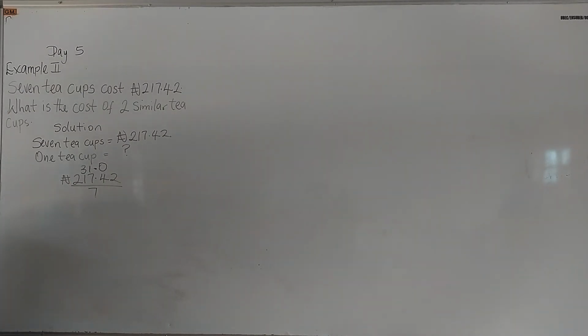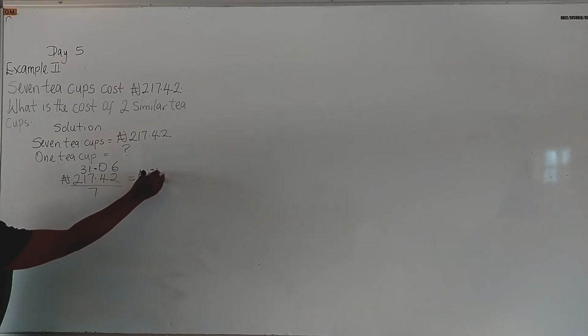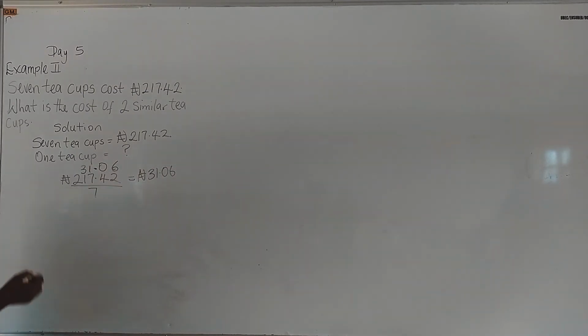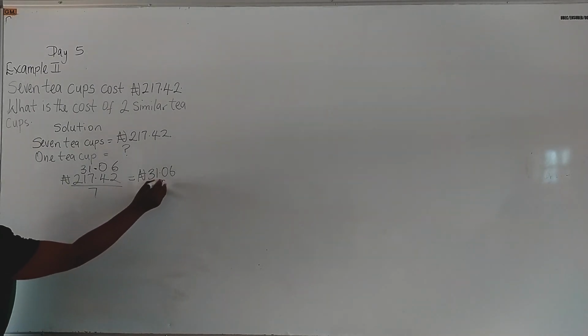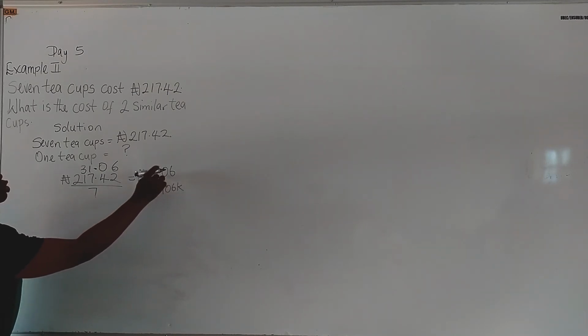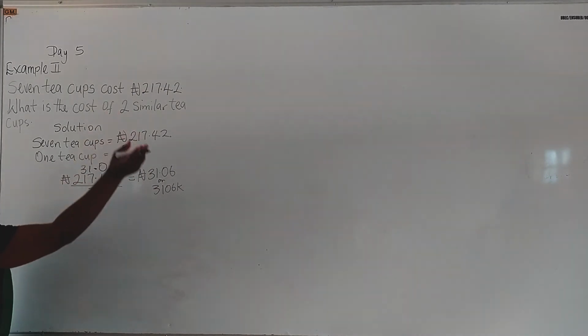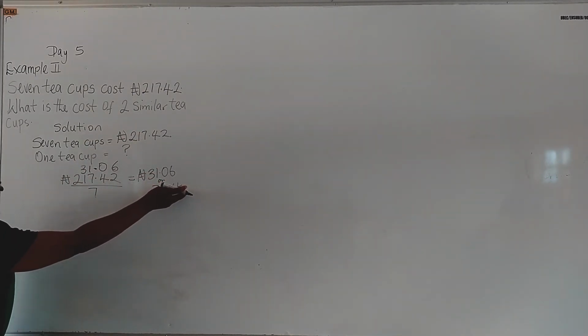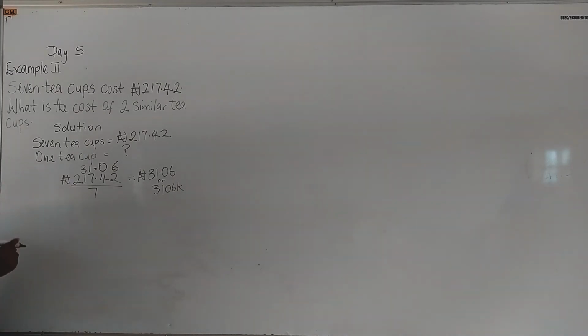7 times 1, 7. 7 times 2, 14. 7 times 3, 21. 7 times 4, 28. 7 times 5, 35. 7 times 6, 42. So 7 divided into 42 is 6. Write it on top. The answer is 31 naira 6 kobo, or 3,106. Just remove the decimal point, remove this naira, then put your kobo on this right hand. I've already changed it to kobo.